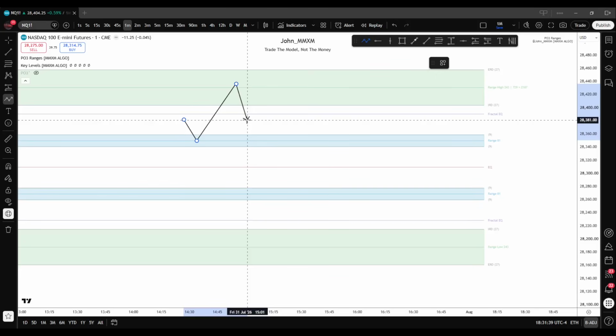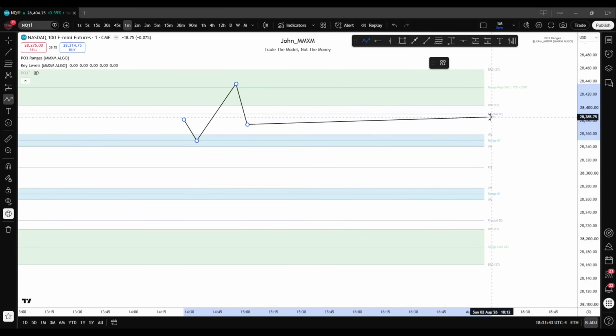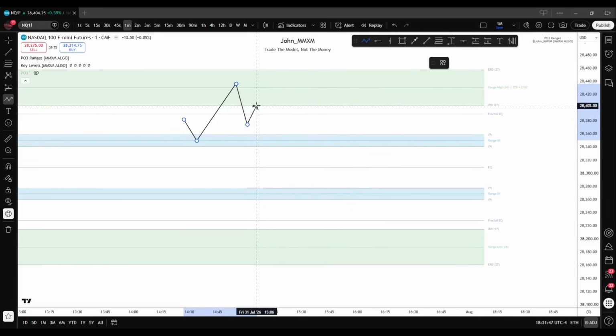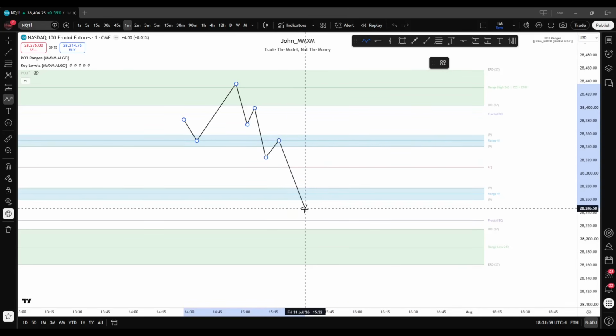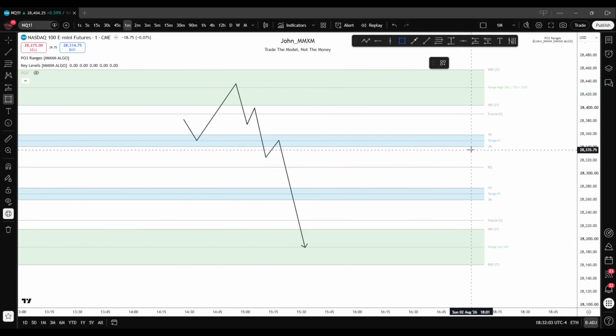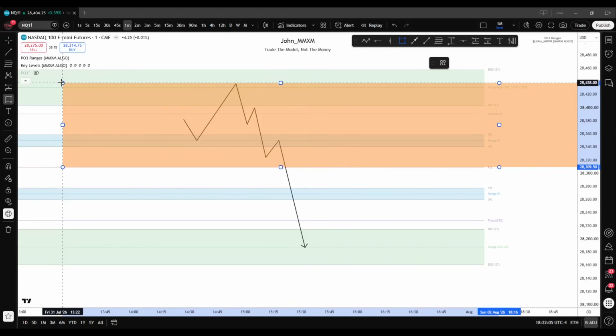Then you want to see price displace and retrace into either the fractal EQ or the IRD, the internal range marker. And from here on, you want to see it displace harder, retrace back into the range, the fractal range. And from here, it doesn't matter how price moves technically, because you are only allowed to enter above EQ.